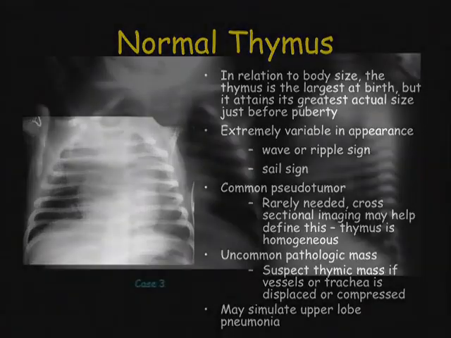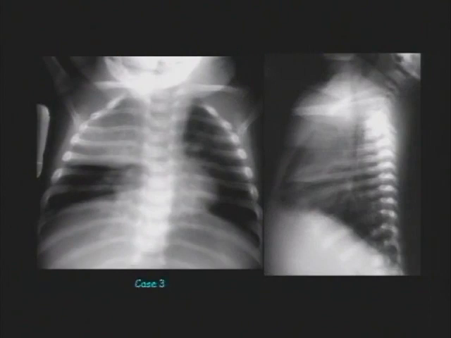It can simulate upper lobe pneumonia, as in this case, where you can see that there's a very prominent asymmetrical right lobe of the thymus compared to the left. The way that you can tell that it's the thymus is, number one, if you had a consolidated lung, you would not be able to see the normal pulmonary markings, and you can see them behind here. You can see the normal pulmonary markings behind here, and then it also is in the position of the thymus.